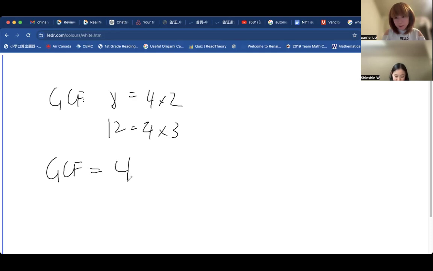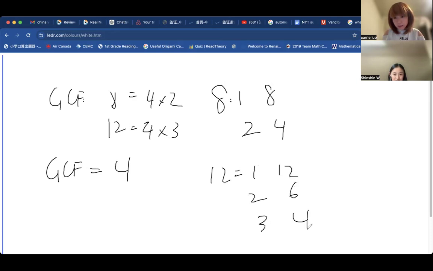When we're finding GCF, we have to factor them separately. 8 is 1, 8, 2, 4, and 12 is 1, 12, 2, 6, and 3, 4. Like 8, you factor it as 2 cubed, and then 12 you factor it as 2 squared times 3, and then you see they both have 2 squared in them, so the GCF is 4. Okay, it doesn't matter, it's just the method.